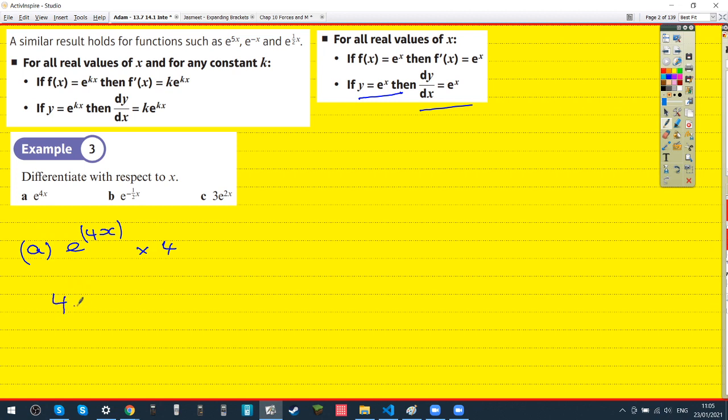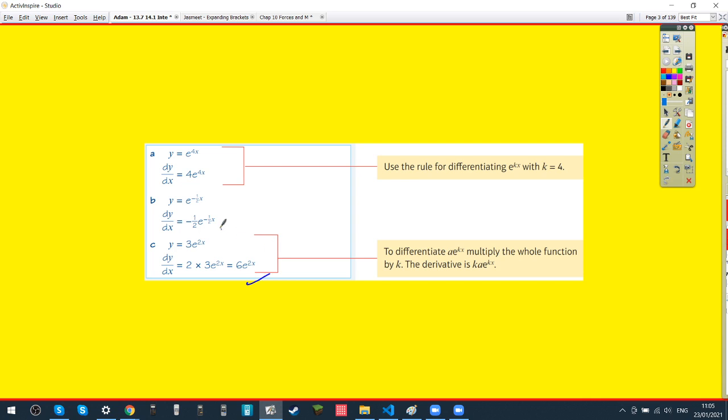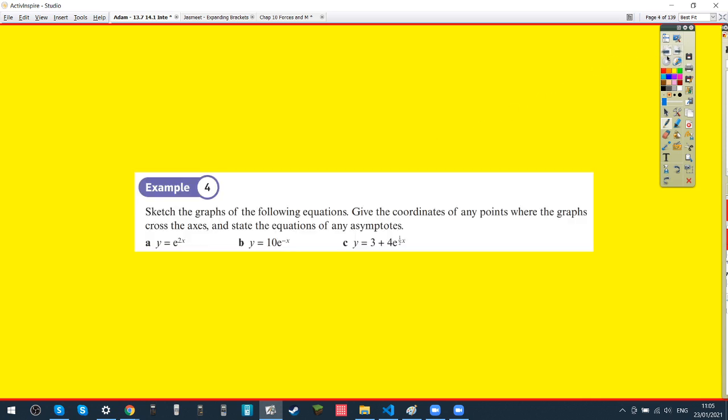Okay, so let's try part B. Should be minus a half e to the power of minus a half x. Great. And C. Well, about 6e to the power of 2x. That's great. 6e to the 2x, good.